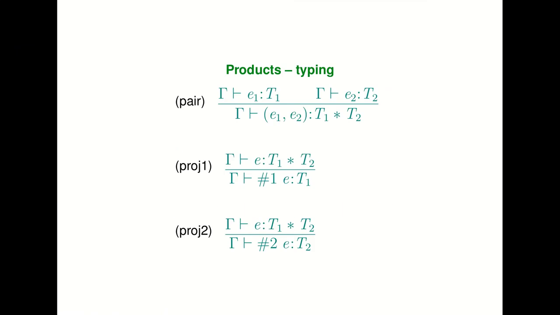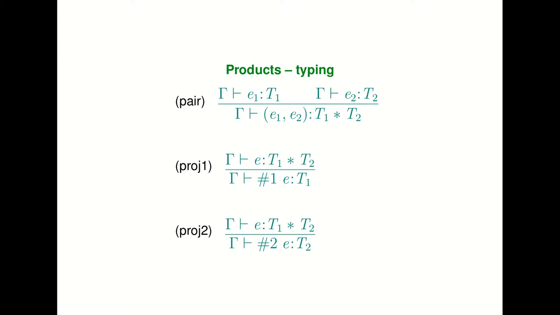And so the typing rules for products are pretty much what you would expect. So we would have, if E1 has the type T1 in the context gamma, and E2 has the type T2 in the context gamma, then the pair E1 comma E2 will have the product type T1 times T2, again, in the context gamma. So note that there's no binding that occurs in the rules for products. It's always the same gamma, because no expression actually gets bound.